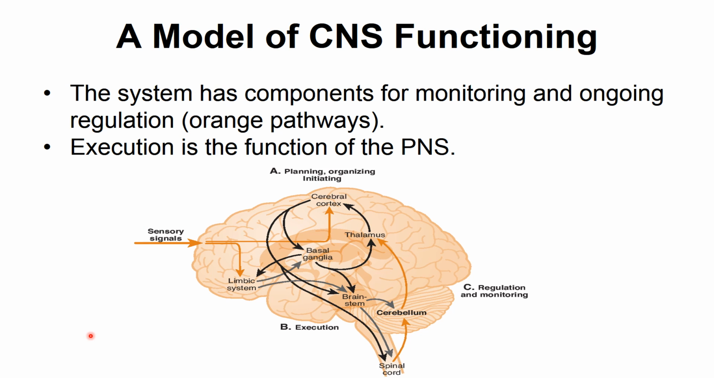The final aspect of this model that I want to point out is the contribution of the limbic system. It's represented by the orange lines and is responsible for the monitoring and ongoing regulation. The execution is the function of the peripheral nervous system. Again, you'll see the feedback loop coming up to the brain here.